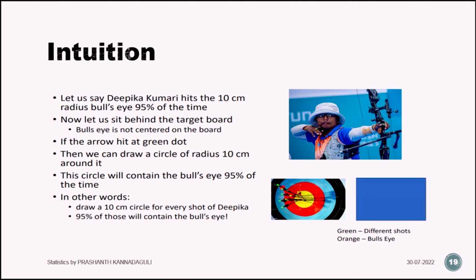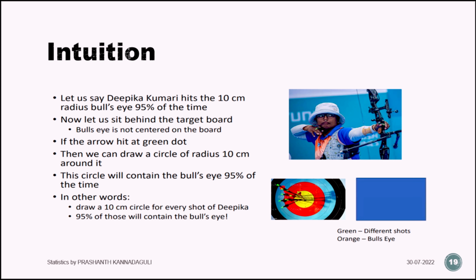Okay, so intuitively we'll try to get introduced to what is called confidence. Let us consider Deepika Kumar, everybody knows her. Whenever she hits a target, it is observed that 95% of the time she is going to hit the bull's eye. Bull's eye means the center of the innermost circle. That region is what you call the bull's eye. Those who hit there get the highest points.